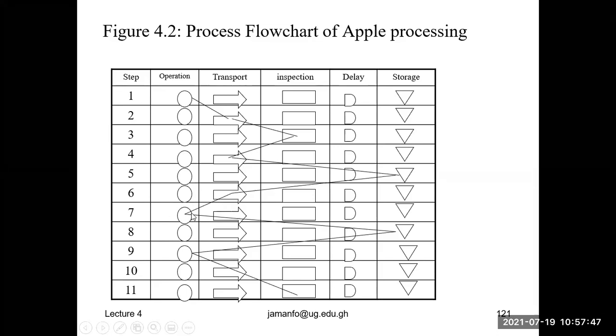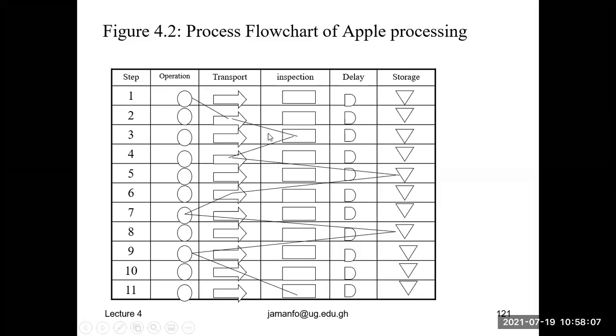Some processing takes place. Maybe they are converted into juice, transported once again to storage, the final products, moved back, and then it goes on. This is what we call a flow chart. Every organization will have its own flow chart.